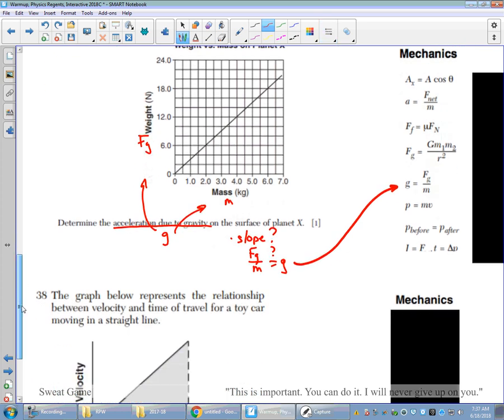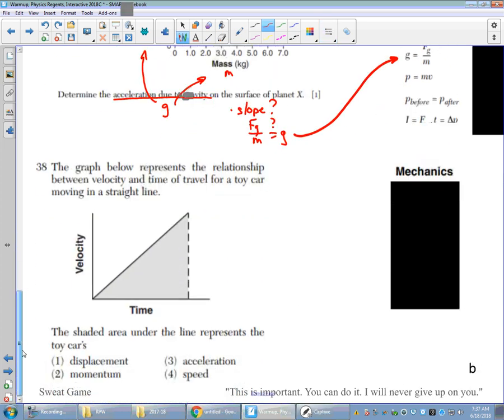And then one last example. And again, this has been somewhat popular on recent Regents. The shaded area represents. No numbers on here. You're not calculating anything. But shaded area is pretty straightforward. You just have to do area. Well, area is base times height.